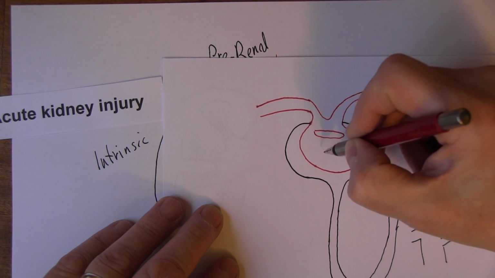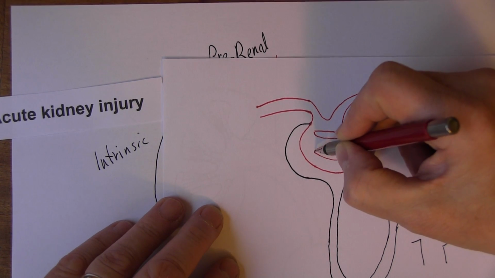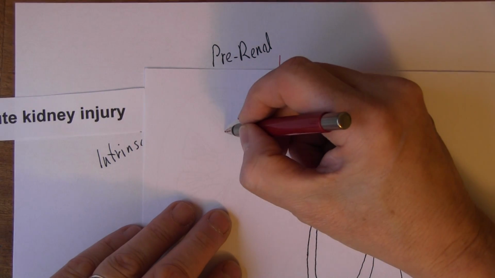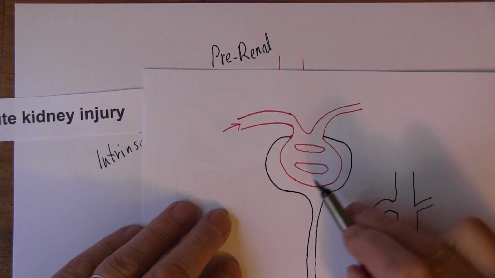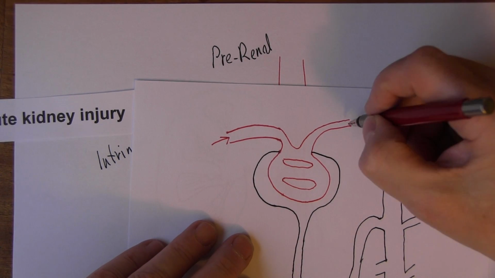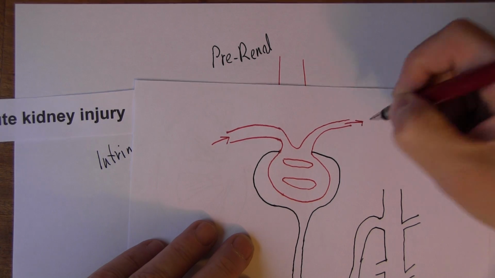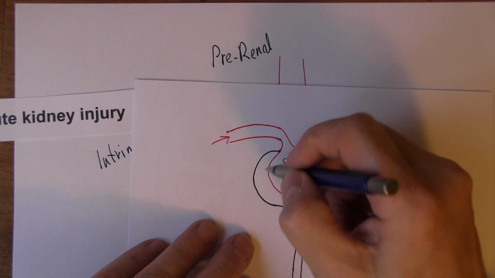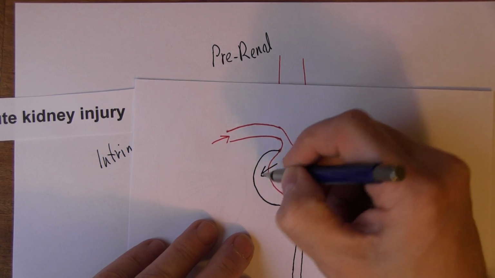Lots of capillaries in this space here. We'll just draw a couple of capillaries. So the blood is going in via the afferent arteriole, circulating around the glomerulus and leaving via the efferent arteriole. And we need an adequate pressure in here to generate the glomerular filtrate that's going to go in there.